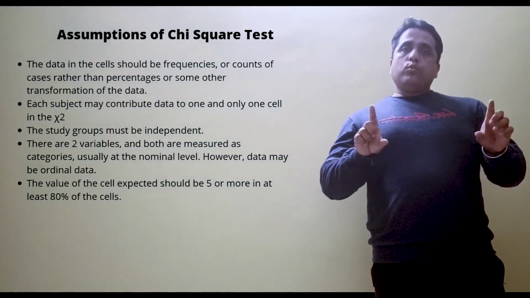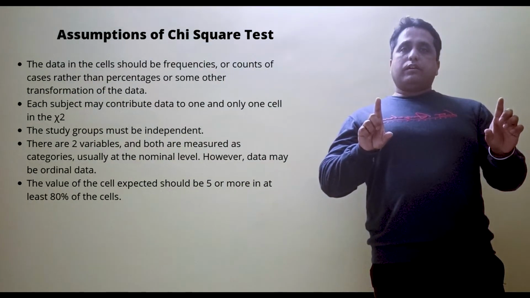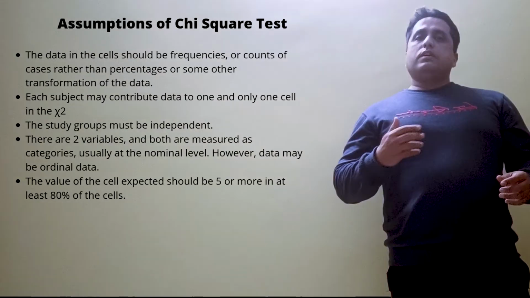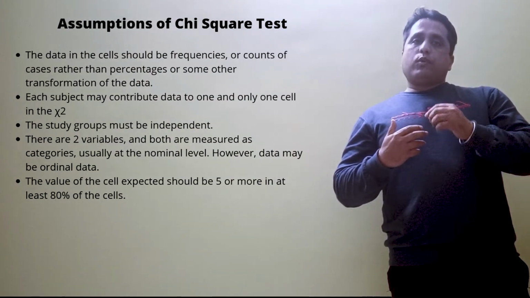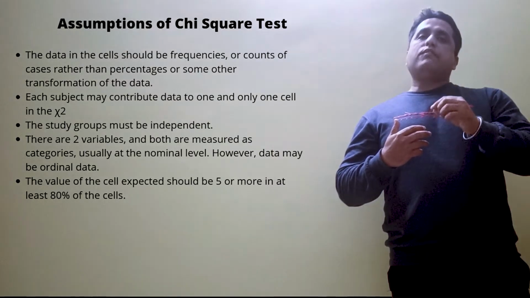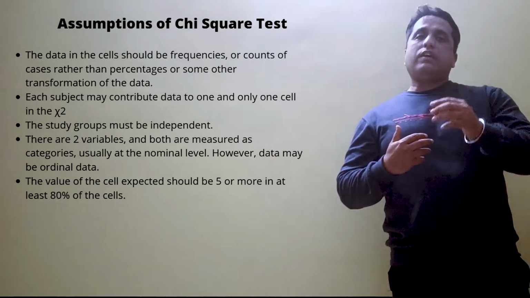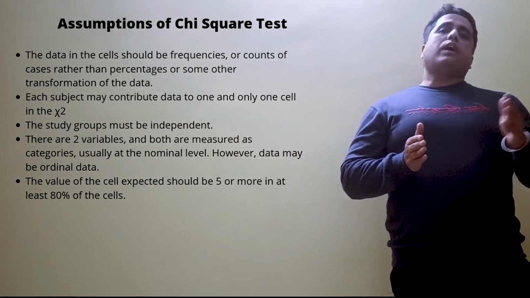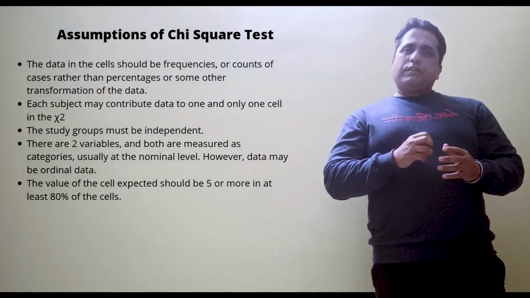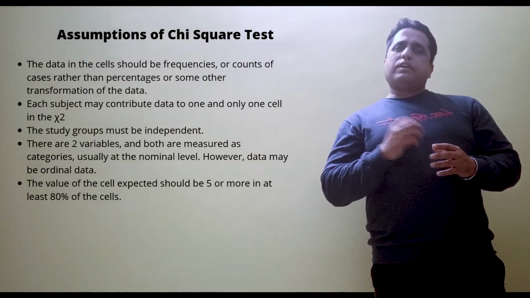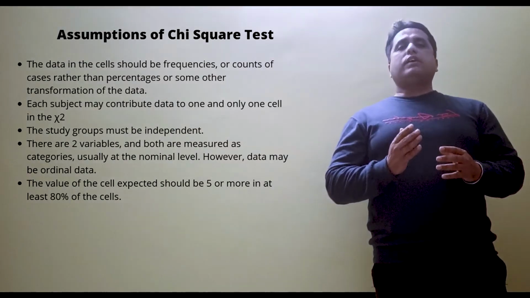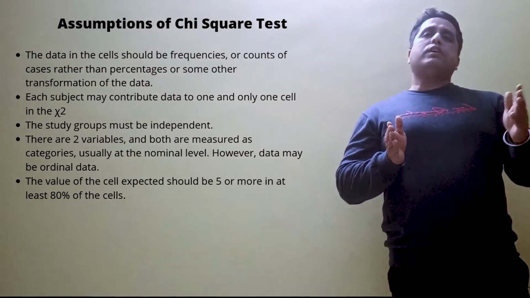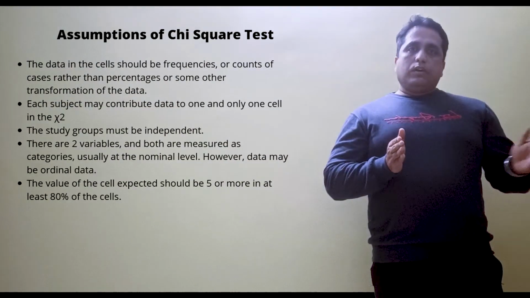And the two groups which are tested while calculating the chi-square test should be independent of each other, and the frequency, the count in each and every cell, should be at least 5 or more for 80% of the cells. So these are very basic assumptions and restrictions we have to take care of while calculating the chi-square test, which we would look into when we actually calculate the chi-square statistic.